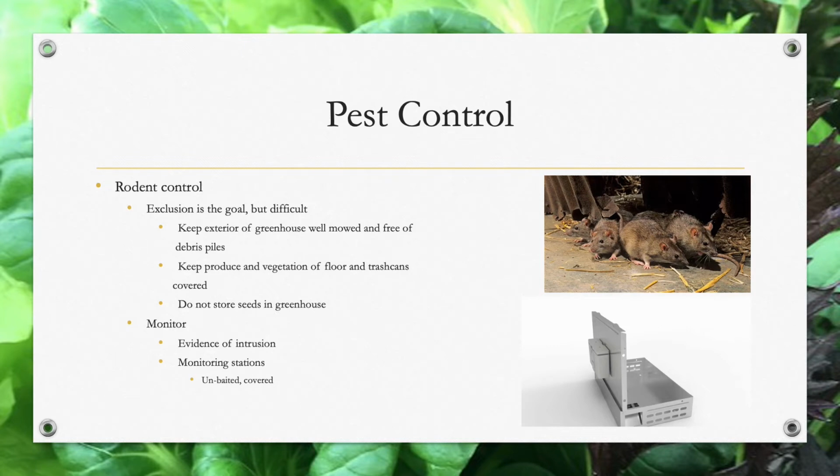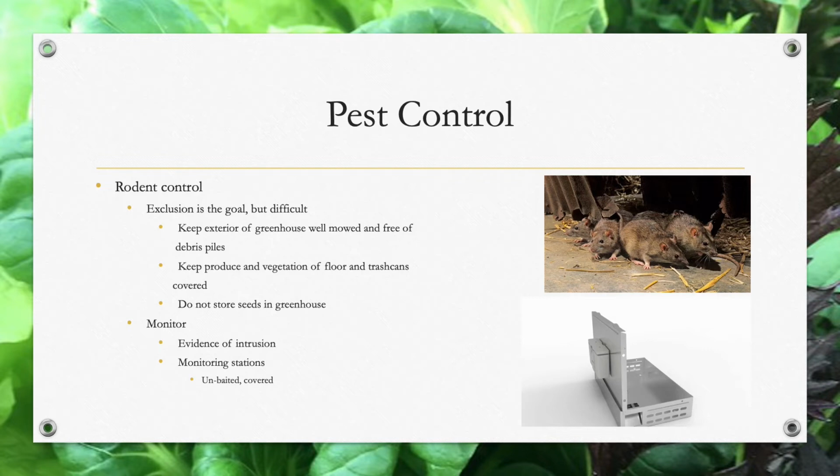Monitor for any kind of evidence of intrusion. Obviously with rodents you're looking for feces or any kind of damage that they've done. Having some monitoring stations can be helpful. Generally these are put along the wall because rodents like to walk along the wall. They've got pretty poor eyesight, so when they feel that wall they know where they're going.